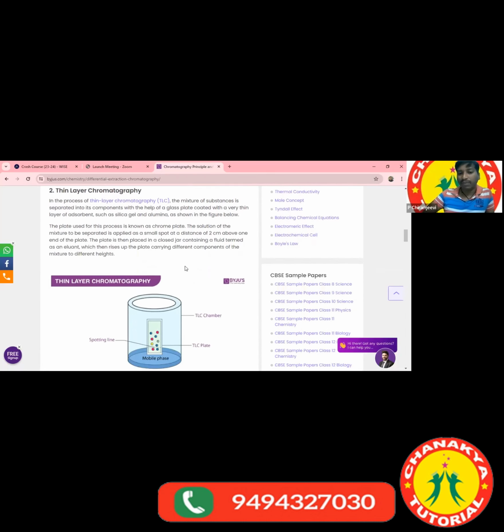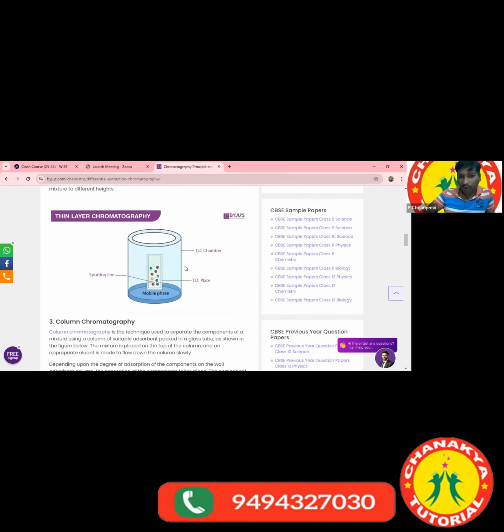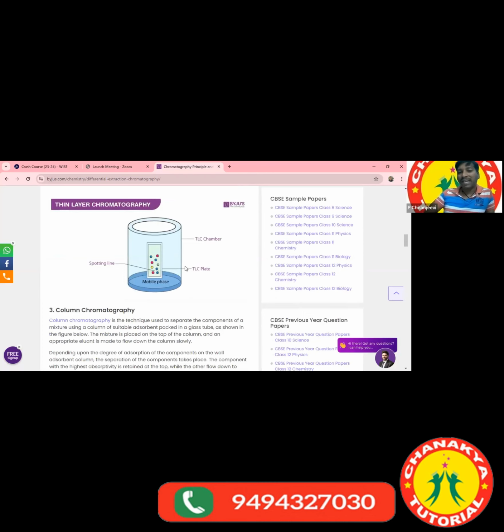Thin layer chromatography is there here. What is the second experiment? Thin layer chromatography. What is meant by thin layer chromatography? First of all, we take a glass plate which is 20 centimeters in length and 5 centimeters in width. On the glass plate, we coat silica gel or alumina. How much thickness are we coating? 0.2 mm thickness we are coating here.